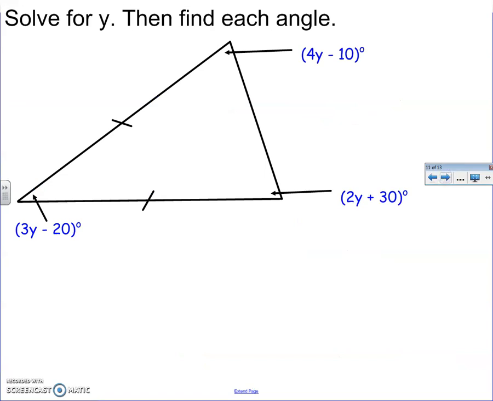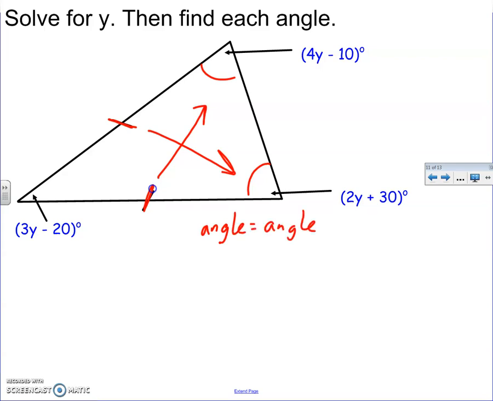All right, let's do some solving. Solve for y, then find each angle. Notice this triangle is isosceles. I know because of this mark right here. Remember, those 2 equal side marks mean there's 2 equal angle marks across from them. So this angle is equal to this angle. That's going to be our formula. It's going to be angle equals angle.